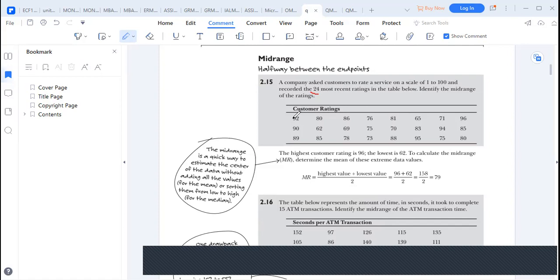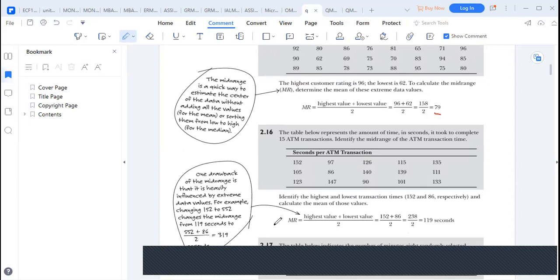So to find the midway, we just find the highest value, we add the lowest value, we divide by 2. So we call that our mid-range. Mid-range is simply the highest value plus the lowest value divided by 2. So our highest value is 96, our lowest value is 62. We add them and divide by 2, which is 79.